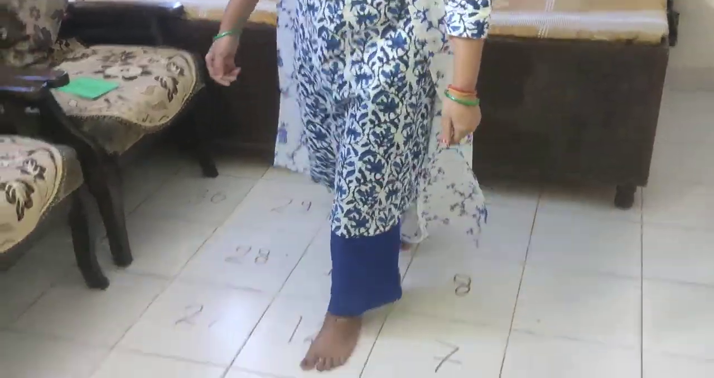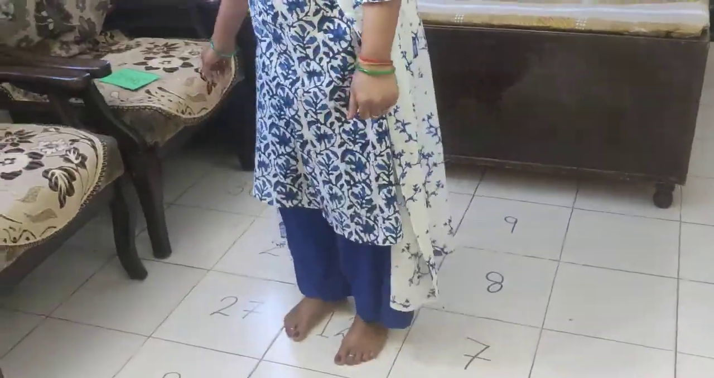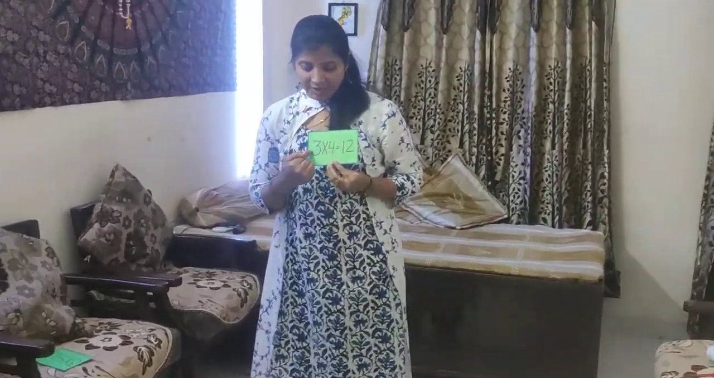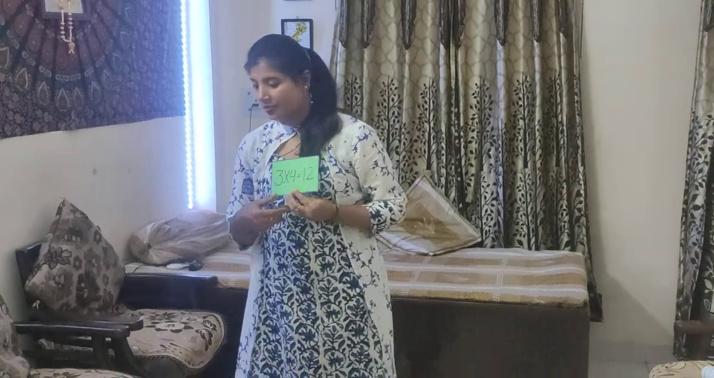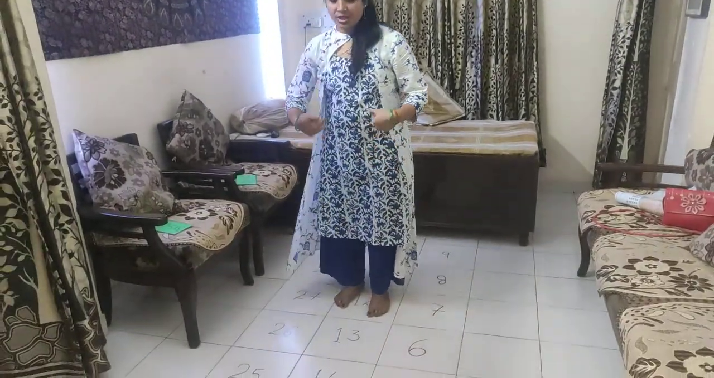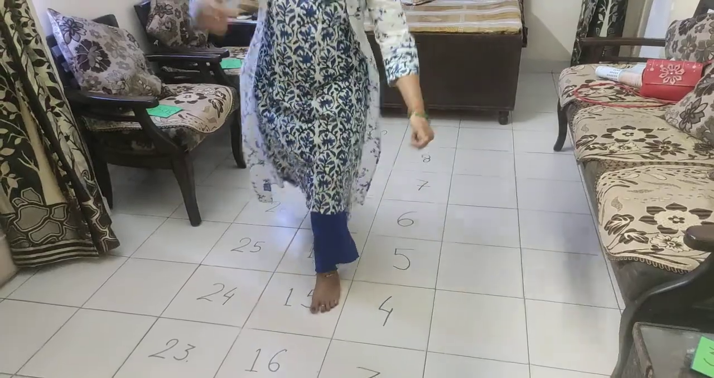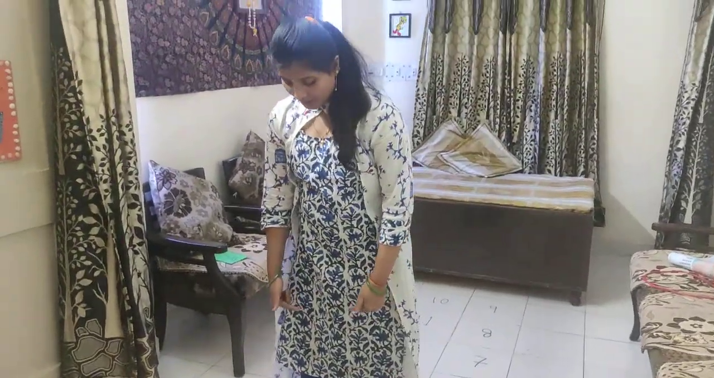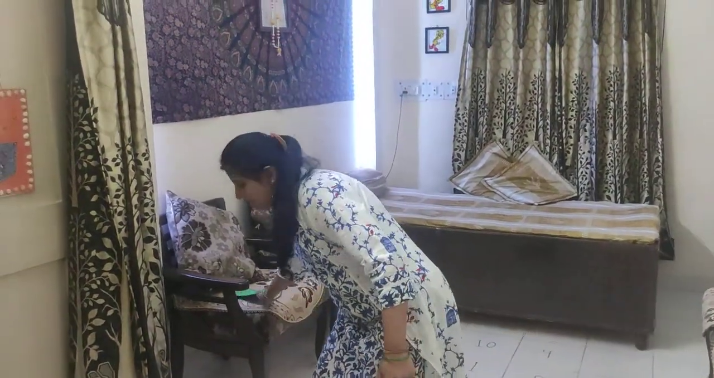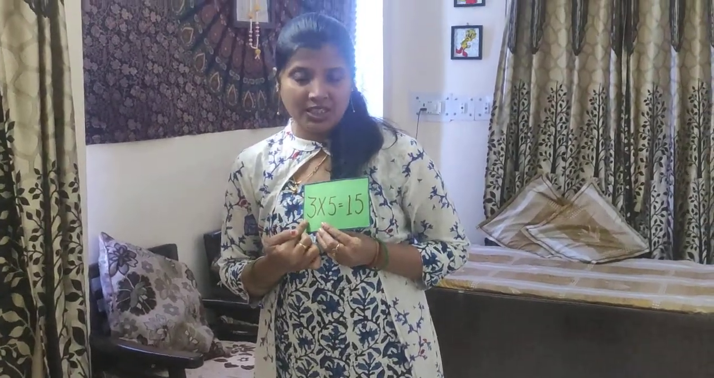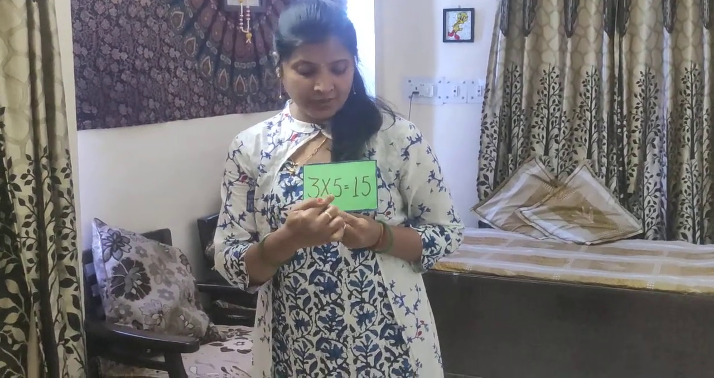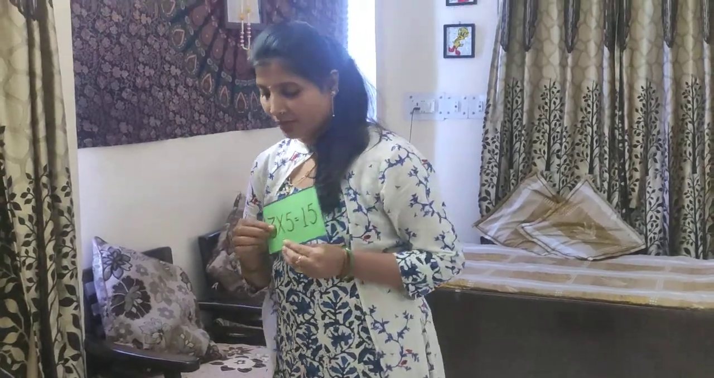Now I am going to jump 3 steps again, so I am at 12. Now in total I have jumped 4 times, 3 steps each time, so 3 into 4 is equal to 12. Now I am going to jump 3 more steps. Now I am at 15, because I have jumped 5 times, 3 steps each. So 3 into 5 is equal to 15.